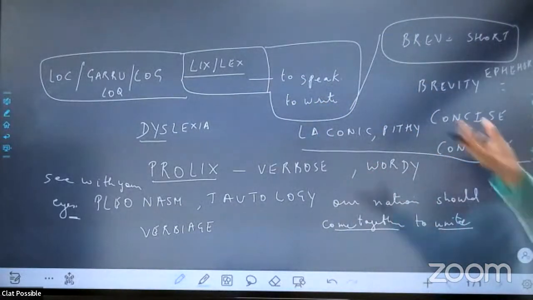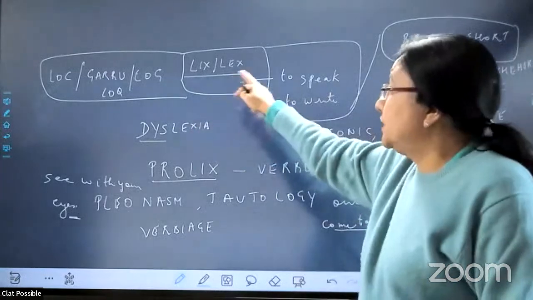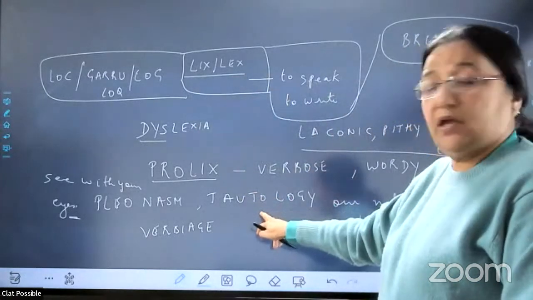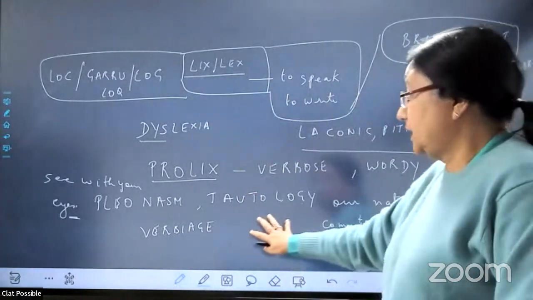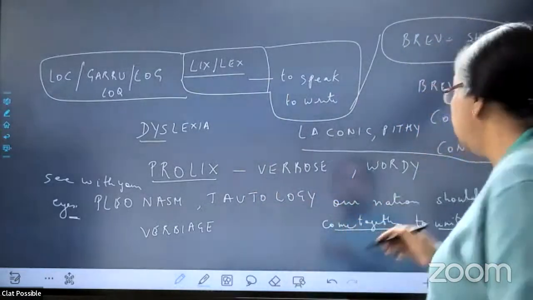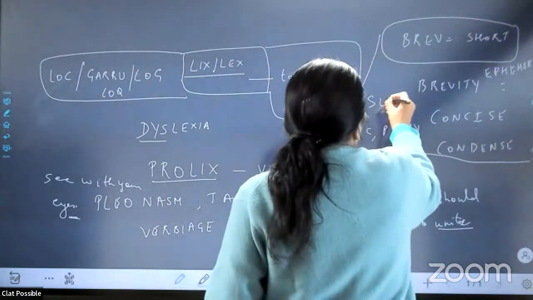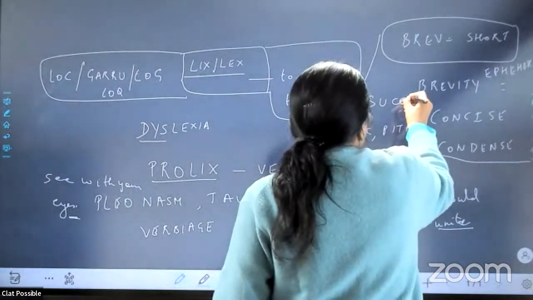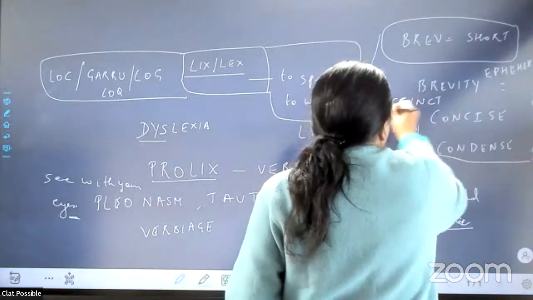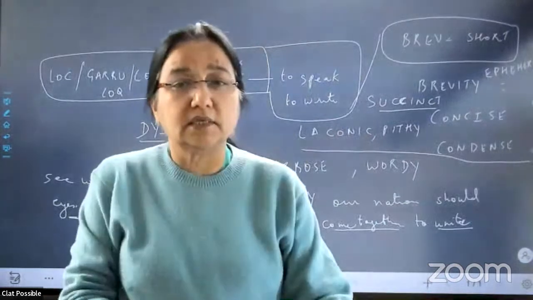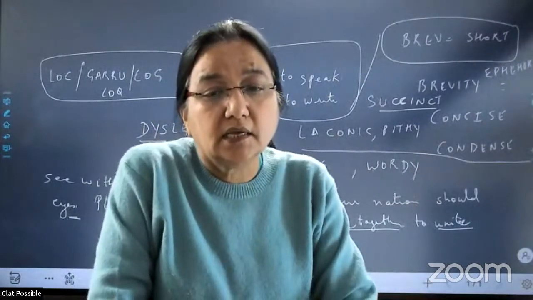Now I'll do one more here with this log only. So lix and log, one is very to the point, another is prolix. And here one more word we can have, succinct. This is double C, succinct, short and concise. Short and concise is succinct.